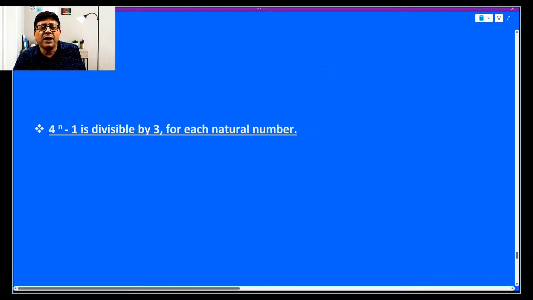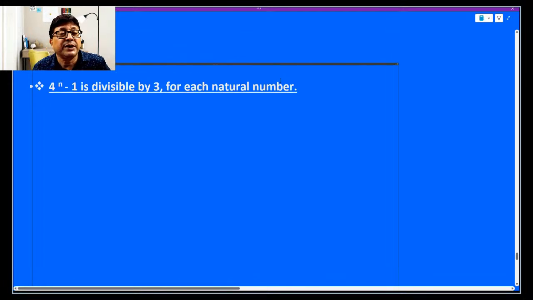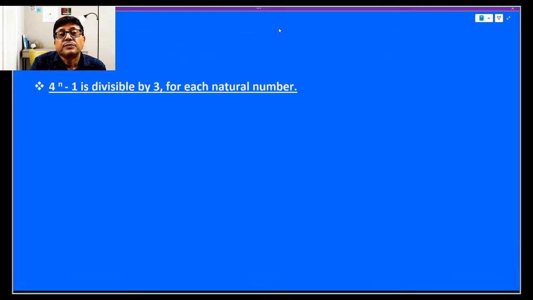So let us see how mathematical induction can be used to prove that 4 to the power n minus 1 is divisible by 3. Please don't use number theory, I mean Fermat's theorem, congruency here. Just do it by using PMI today. Okay? PMI means the principle of mathematical induction. 4 to the power n minus 1 is divisible by 3. We are going to prove it. So you take the expression as Tn.